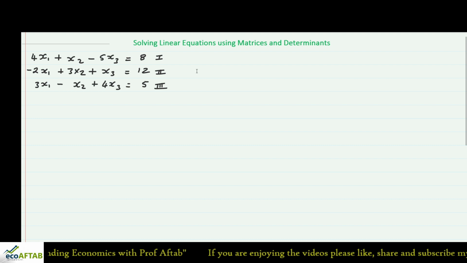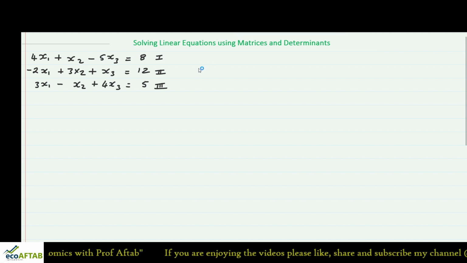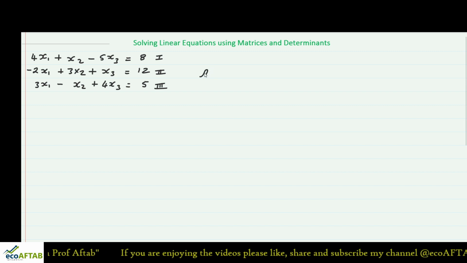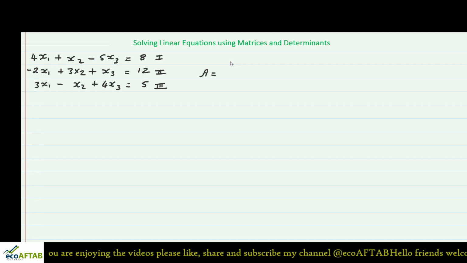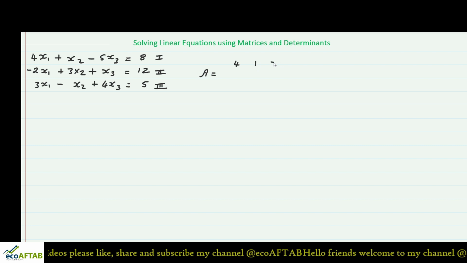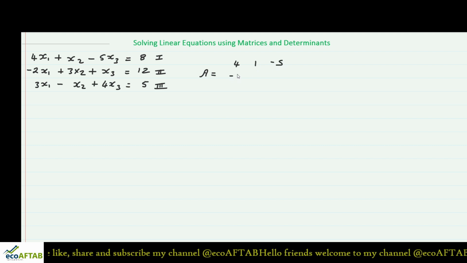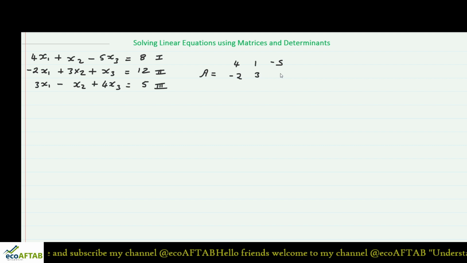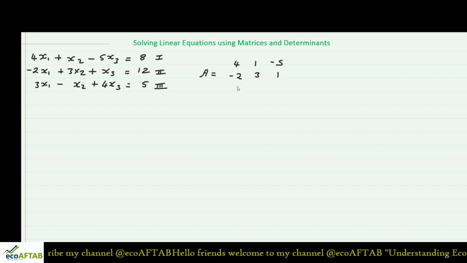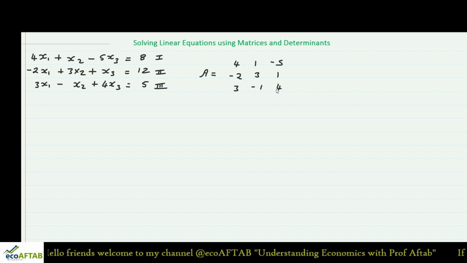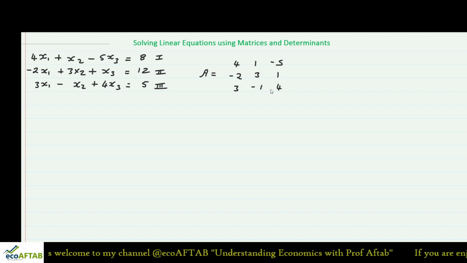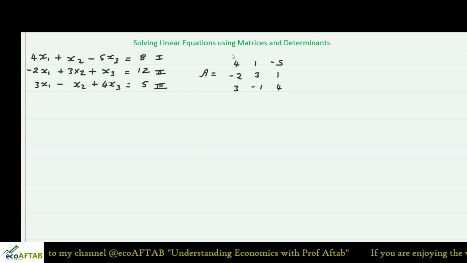Now, I will try to put this in the form of a matrix. I will say this is a matrix A where I am taking all the coefficients: 4, 1, minus 5, minus 2, 3 and 1, and at last from the third equation 3, minus 1, 4. So, this is our matrix A: 4, 1, minus 5, minus 2, 3, 1, 3, minus 1, 4.